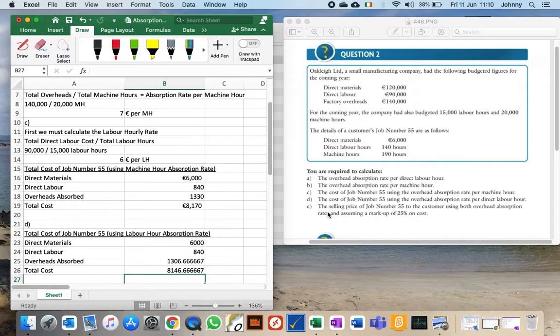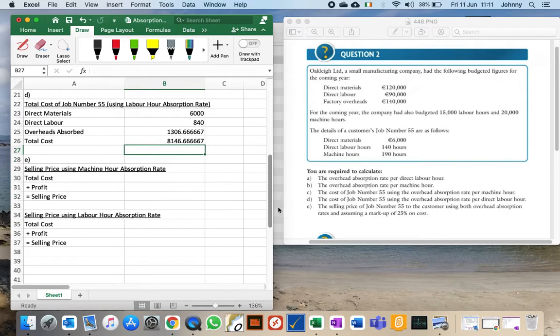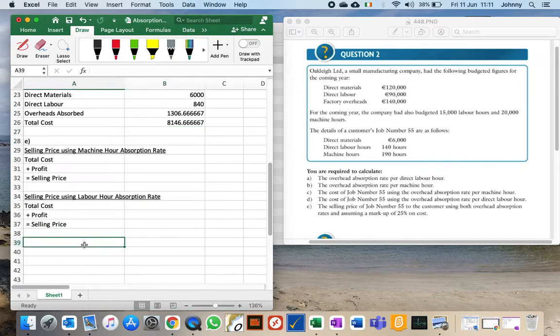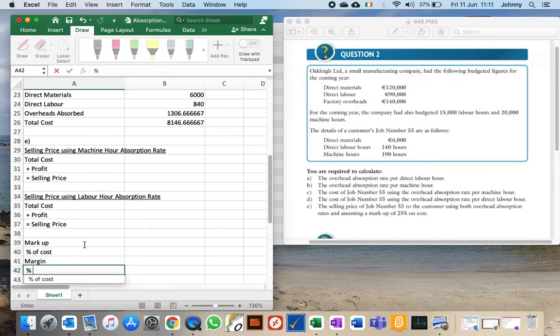Then once we've worked out the cost of the job, we can work out the selling price of the job using both rates. We're using a markup of 25% on cost. So I'm just going to quickly go through this. We have markup or we have margin. They're ways of calculating profit. Markup is always a percentage of cost, and margin is a percentage of selling price.